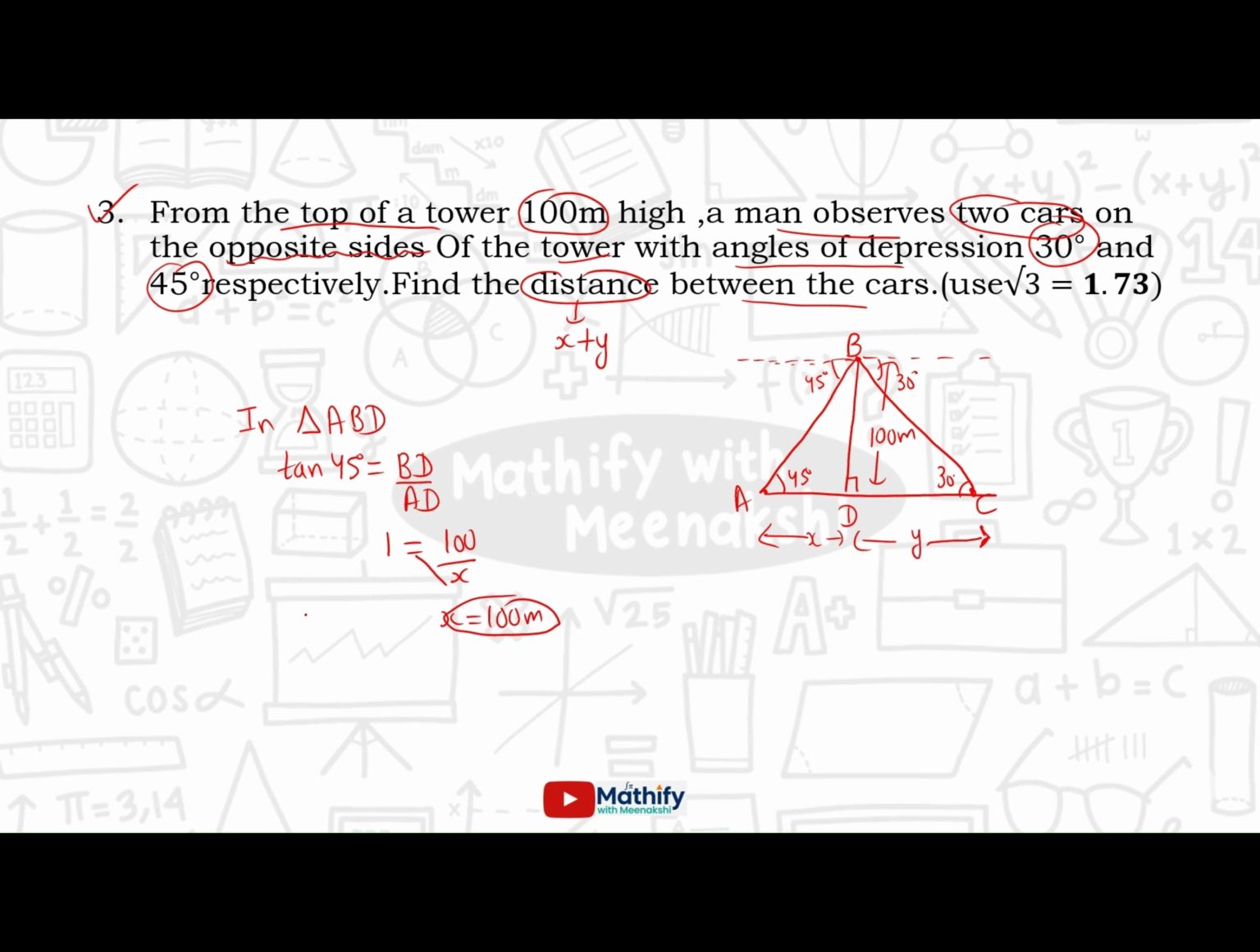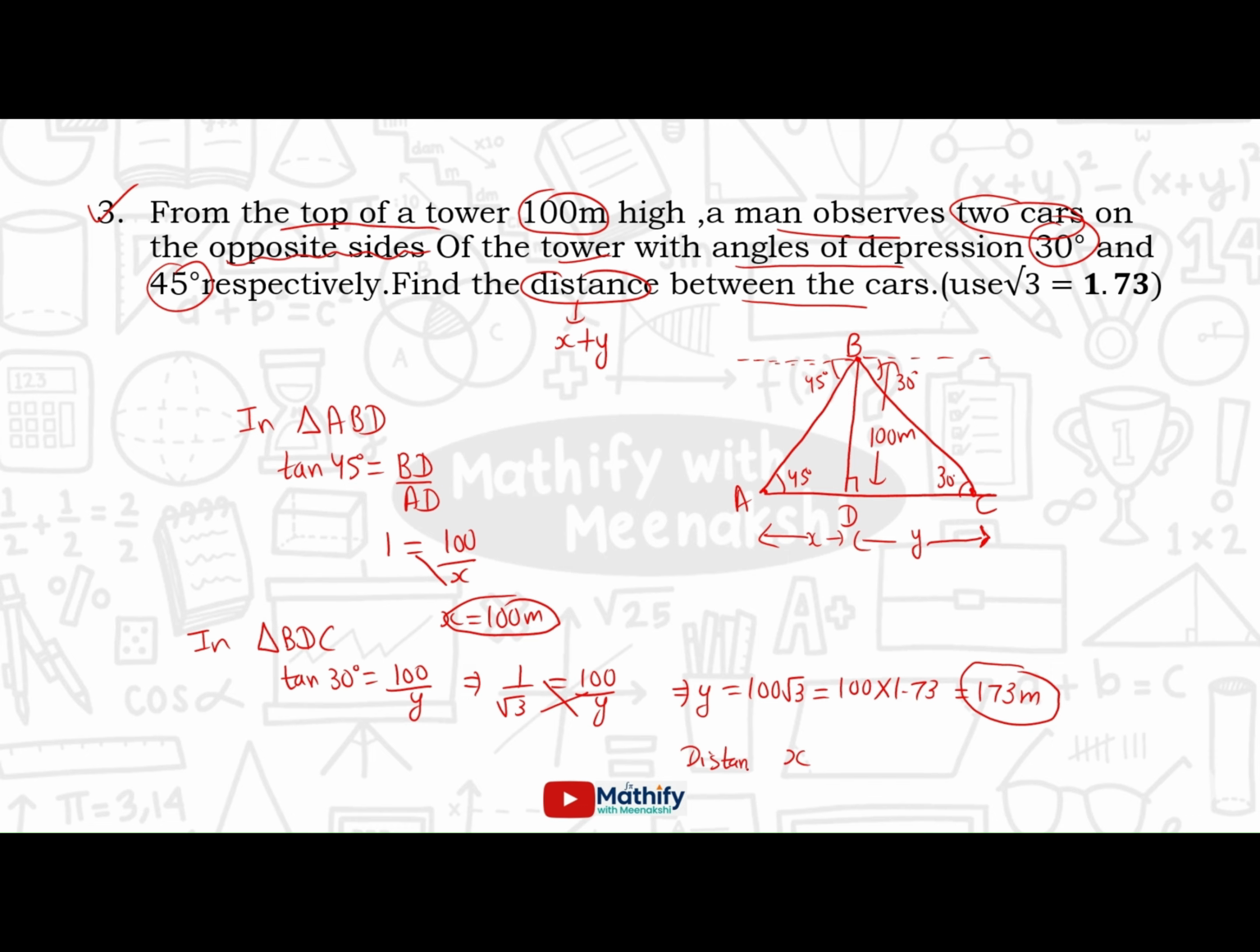Now we'll move to the next triangle. In triangle BDC, tan 30 degrees is equal to 100 by y. What is tan 30? 1 by root 3 is equal to 100 by y. Again, you will do cross multiplication. You will get y as 100 root 3. But here you have to put root 3 as 1.73. That means 173 meters. Now we have to find the total distance between the cars. That means x plus y. So your distance is x plus y, which will give you 100 plus 173. That is 273 meters. Your final answer.